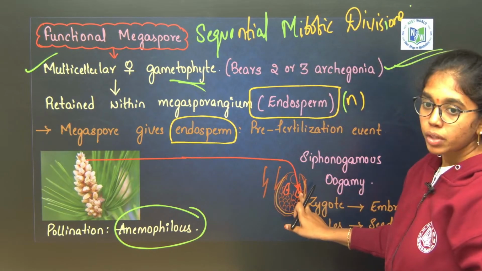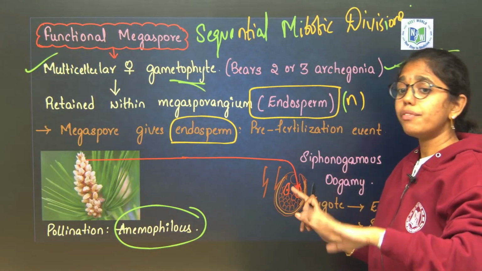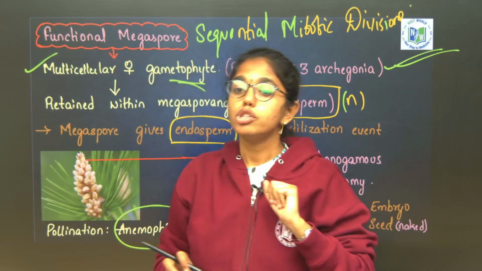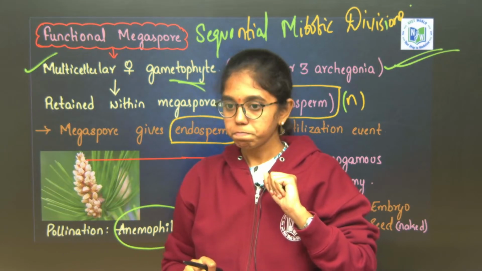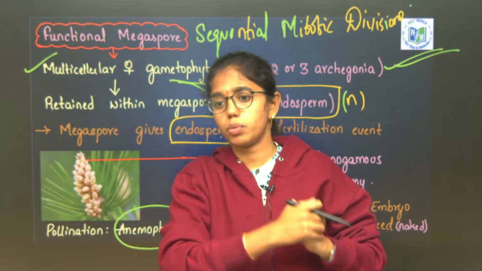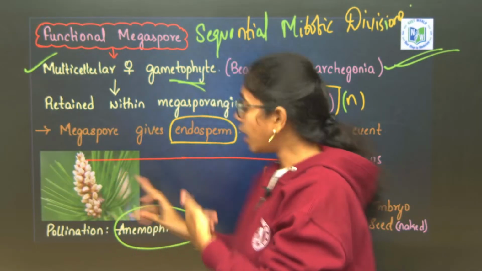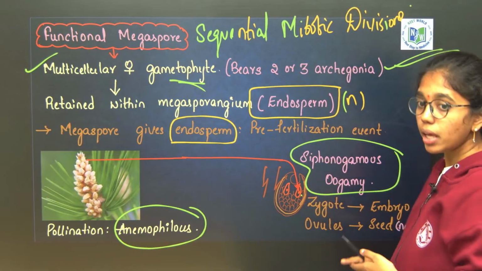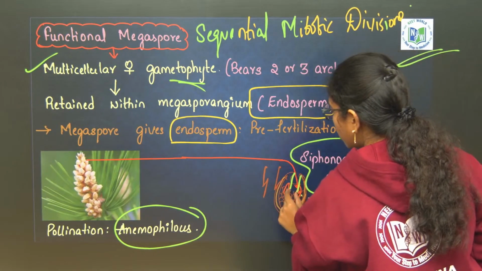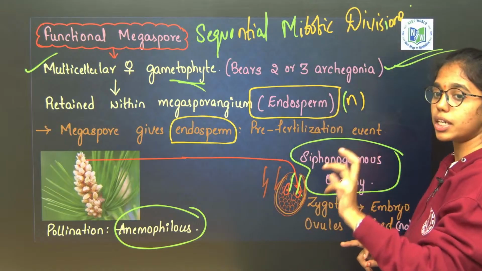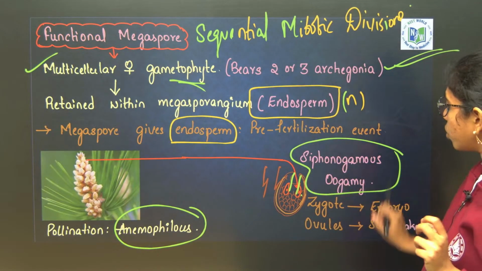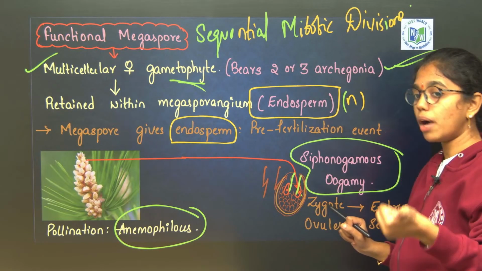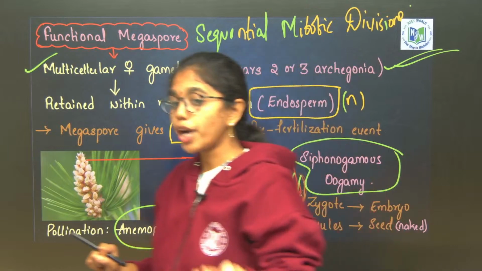Egg cell. Till pteridophytes you have learnt the pollination mode, or the travel of the pollen grains, as zooidogamous oogamy, where pollen grains will swim across the water and reach the egg cell. But here in the gymnosperm this is siphonogamous oogamy, because pollen grains are travelled through some tube-like structure, that is the pollen tube.